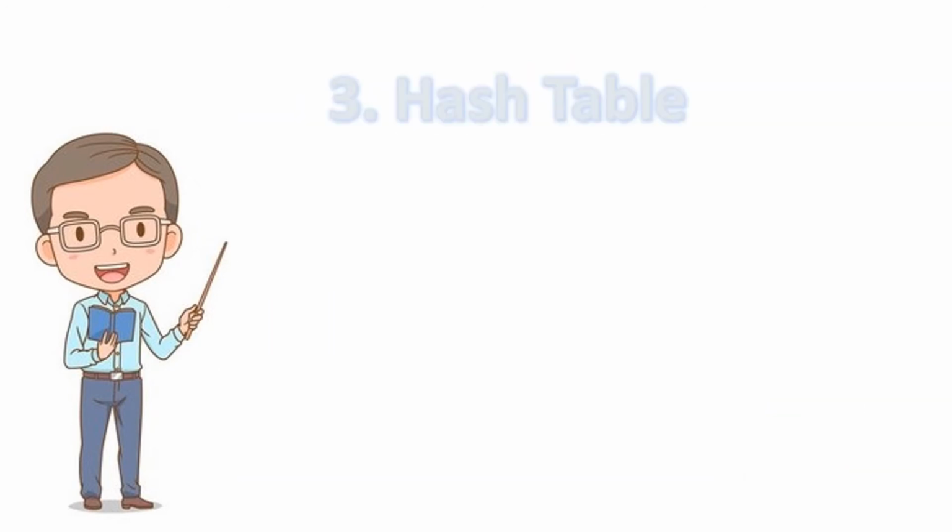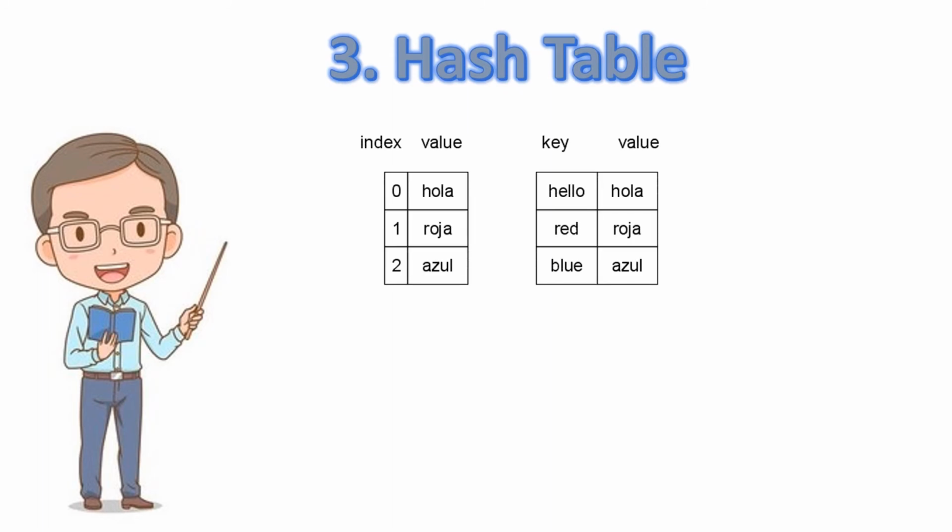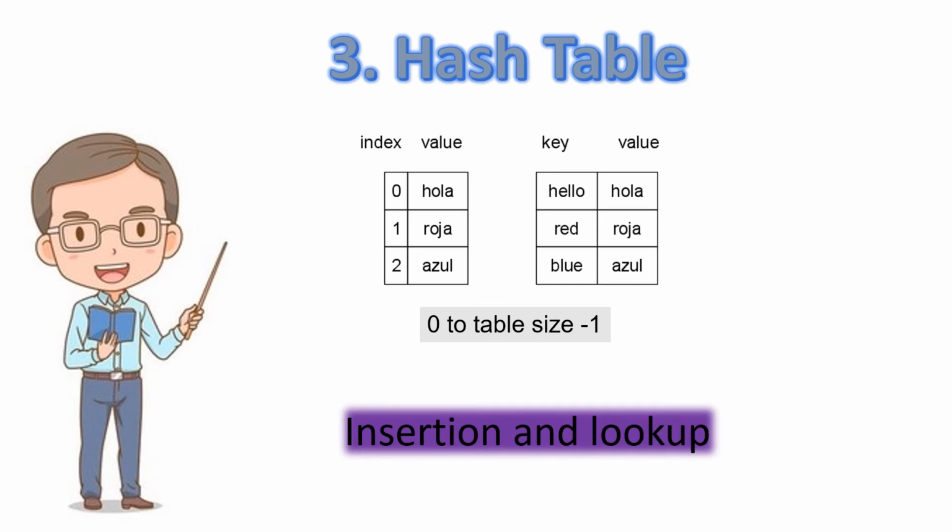Next. 3. Hash table. In a hashing scheme 2 tables are maintained. A hash table is an array with an index range 0 to table size minus 1. These entries point to the names of the symbol table. To search for a name we use a hash function that will result in an integer between 0 and table size minus 1. Insertion and lookup can be made very fast, O of 1.